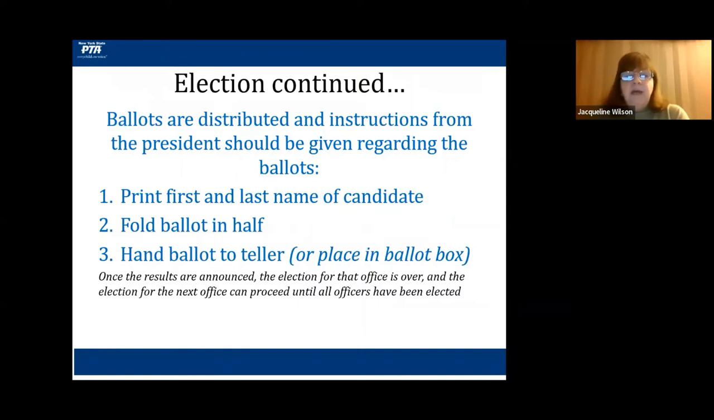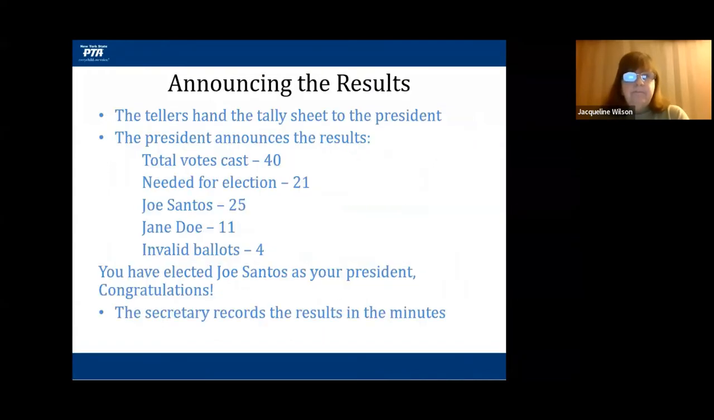Once the results are announced, the election for that office is over, and the election for the next office can proceed until all officers have been elected. So again, taking one office at a time. If nobody runs from the floor for that office, then obviously it's done by voice vote. If there is a candidate or 2 that wish to run from the floor, then you must have a ballot vote at that time for that office. So then the results get announced.